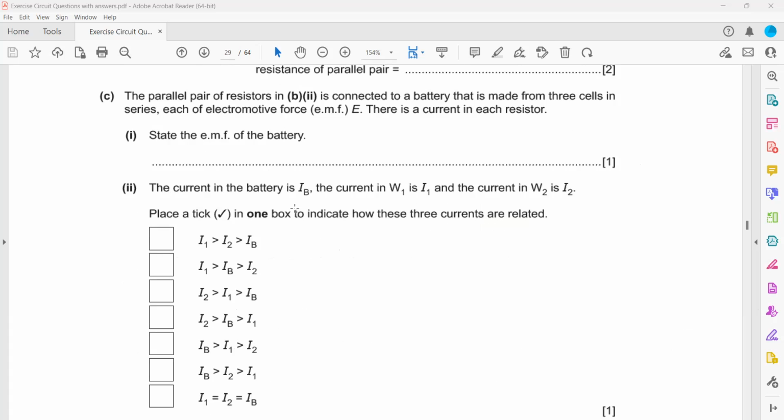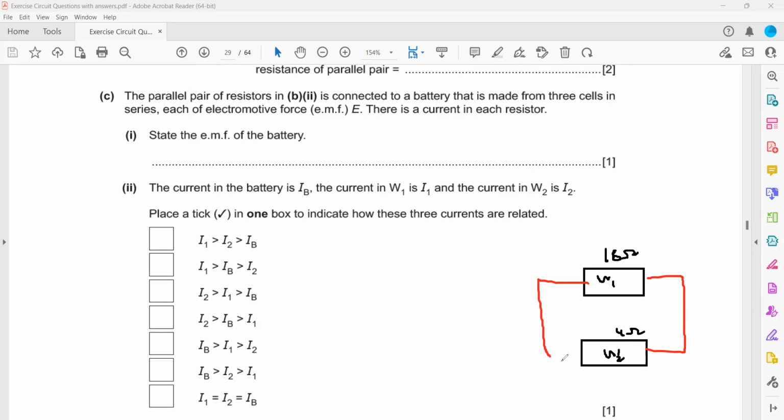A pair of parallel resistors is connected to a battery that is made from 3 cells. So we have W1 and W2. This is the W1 resistor, which has a resistance of 16 ohm, and W2, which we calculated, has a resistance of 4 ohm, and both are connected to 3 cells. Each cell has a voltage of E. This cell has an EMF of E. This is also EMF E.